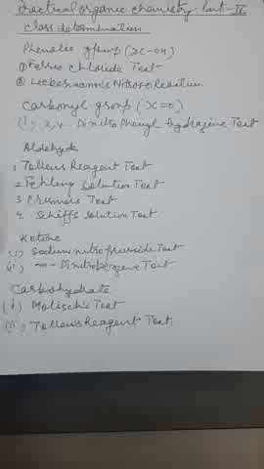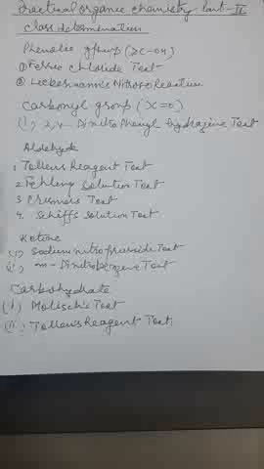The second test is Fehling solution test. Mix Fehling solution A and B to get a clear blue solution. Add a few drops of the substance and heat. A red-brown precipitate confirms the presence of aldehydic group. Aromatic aldehydes do not give this test. When CuO reacts with RCHO, it gives Cu2O red precipitate.